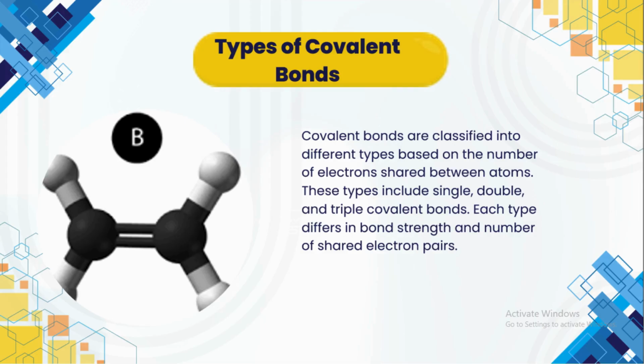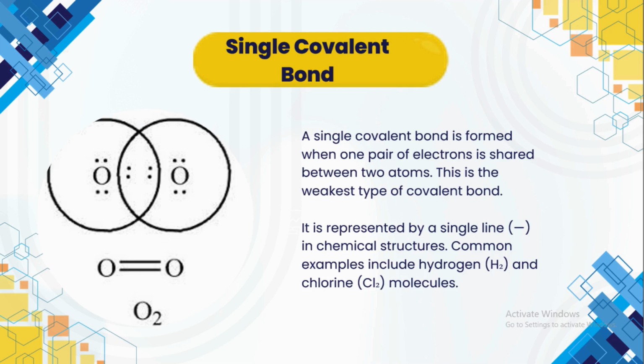Types of covalent bonds. The covalent bonds are classified into different types based on the number of electrons shared between the atoms. These types include single, double, and triple covalent bonds. Each type differs in bond strength and number of shared electrons.